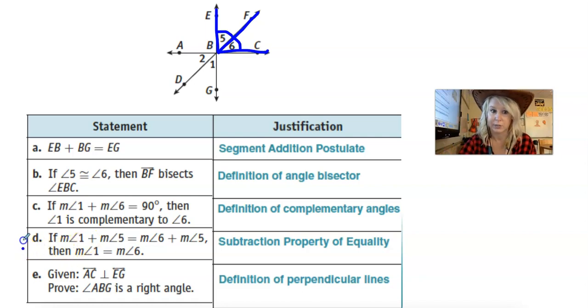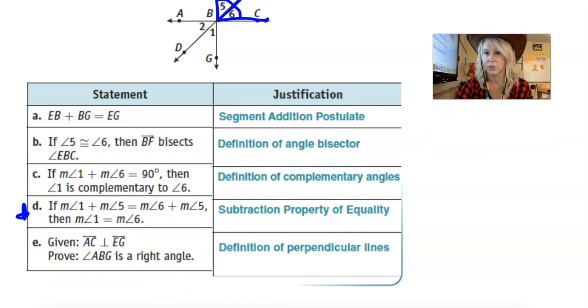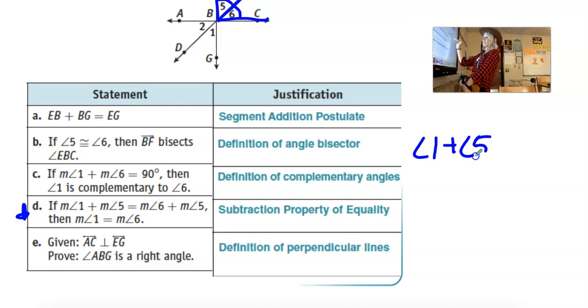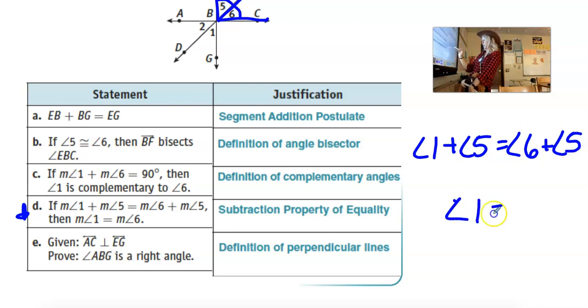D was probably tricky for y'all. So it says the measure of 1 plus the measure of 5 equals the measure of 6 plus the measure of 5. Then I know that the measure of 1 is equal to the measure of 6. Now it's kind of tricky, and I'm going to draw a picture for y'all. So I'm going to write out to the side. So angle 1 plus angle 5 equals angle 6 plus angle 5. And then they got to angle 1 equals angle 6. I took out the little m's.